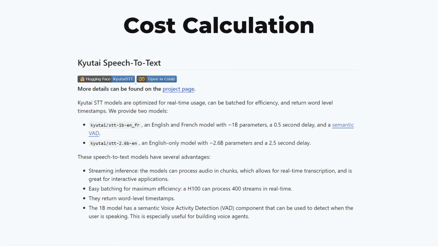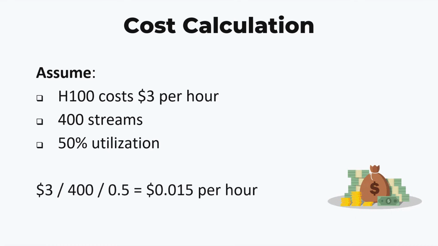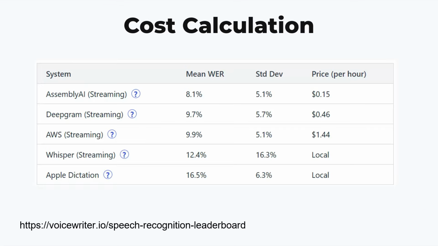Now let's take a look at the economics of streaming ASR inference. The official documentation claims that an H100 GPU can process 400 streams in real-time. Let's assume we can rent these GPUs from the cloud at a cost of $3 per hour. Each GPU can handle 400 streams at the same time, and realistically, we can't match demand to capacity perfectly, so let's assume a utilization rate of 50%. Doing the math, this comes down to about 1.5 cents per hour to run inference on this model at scale. Currently, the cheapest provider for a similar streaming speech recognition service is Assembly AI's Universal Streaming at a cost of 15 cents per hour. So the Kyutai Moshi deployment setup would be about 10 times cheaper.